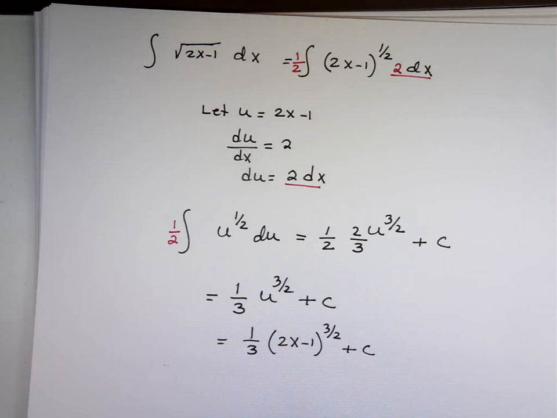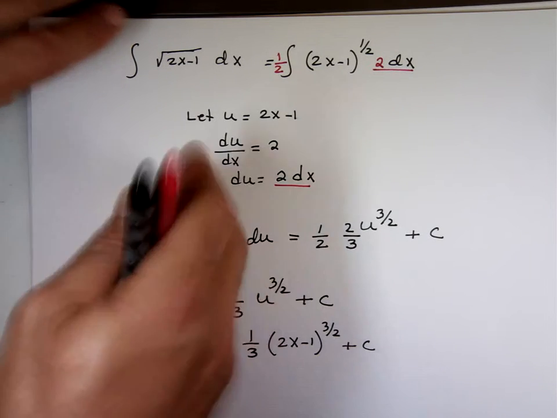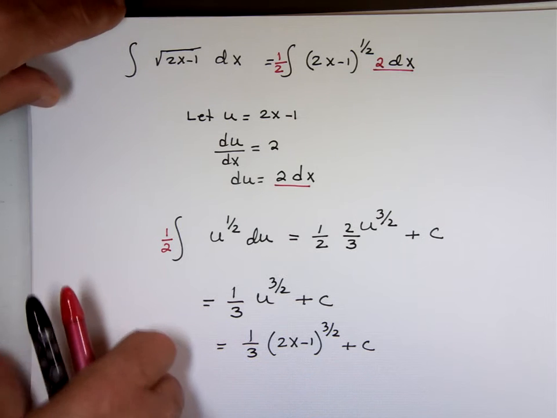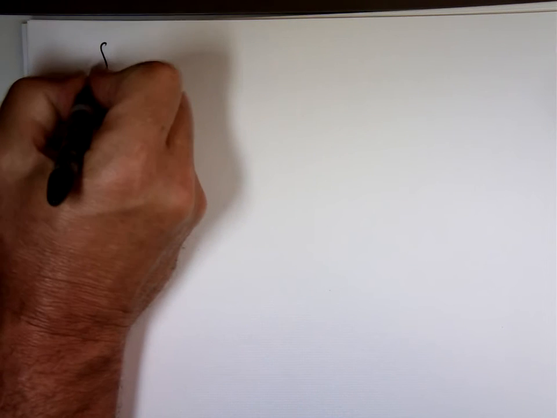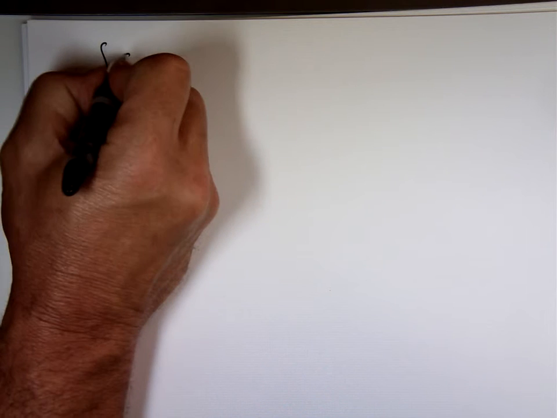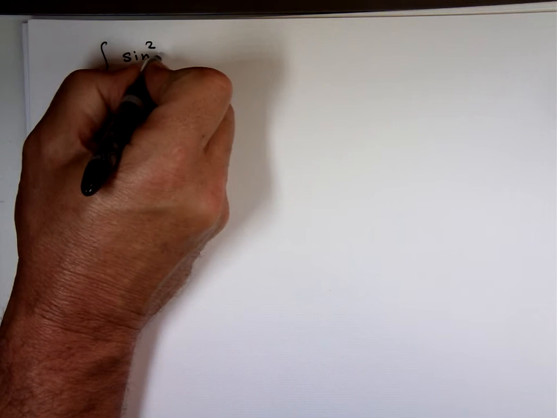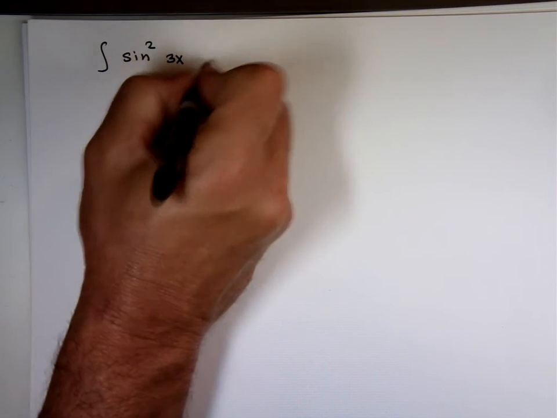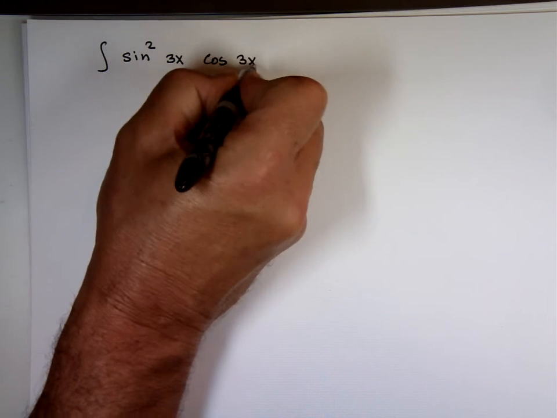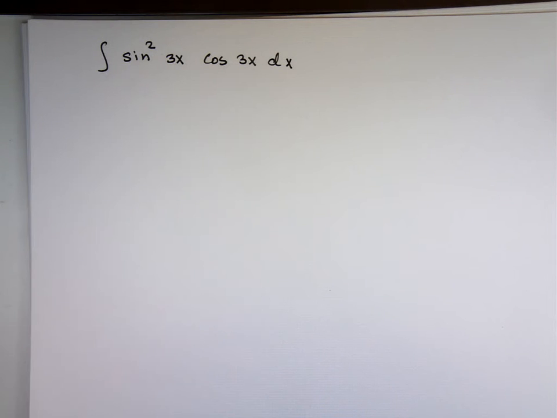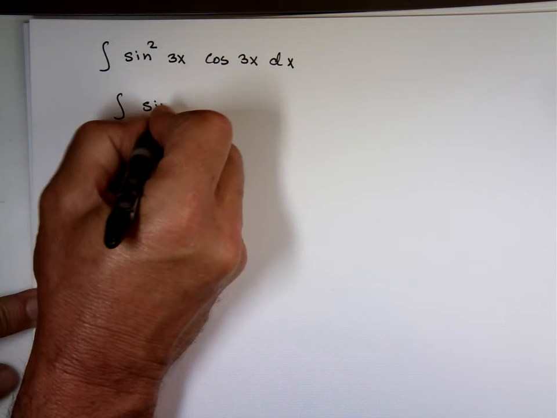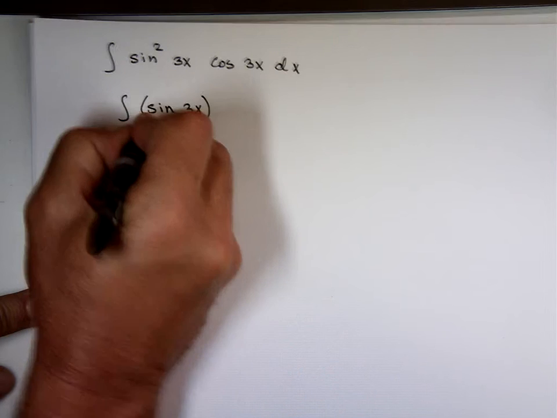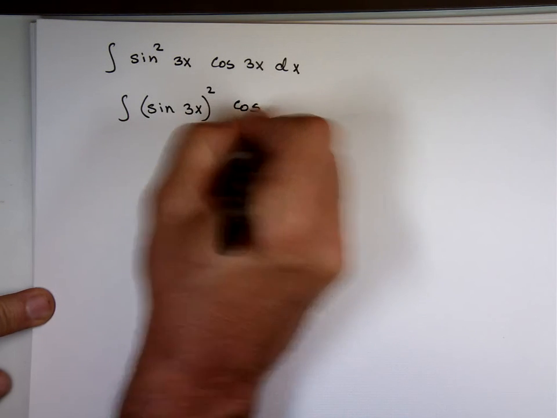A couple more examples on this. And I can make these problems a definite or indefinite integral. It doesn't really change anything. Now that sine squared that you see here, that's nothing more than this, sine 3x the whole thing squared, like this. Cosine 3x dx.